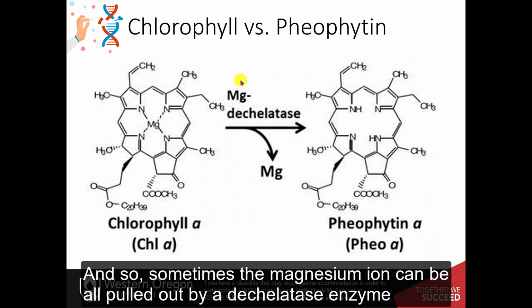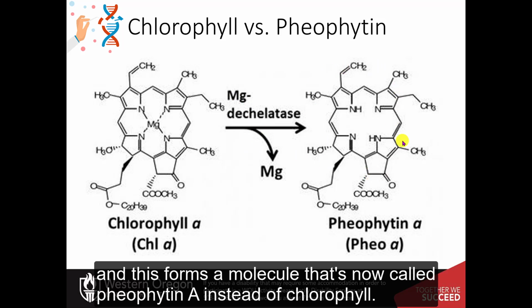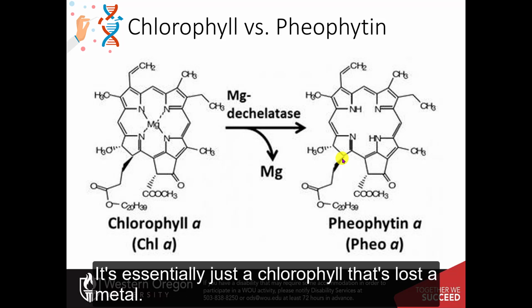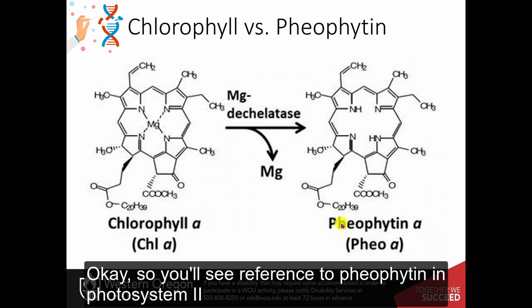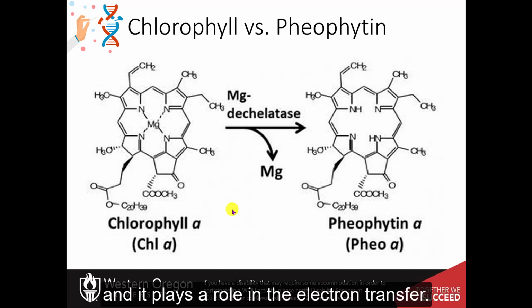And so sometimes the magnesium ion can be pulled out by a dechelatase enzyme, and this forms a molecule that's now called pheophytin a instead of chlorophyll. It's essentially just a chlorophyll that's lost its metal. Okay, so you'll see reference to pheophytin in photosystem 2, and it plays a role in the electron transfer.